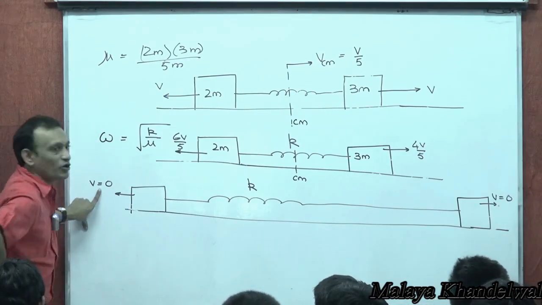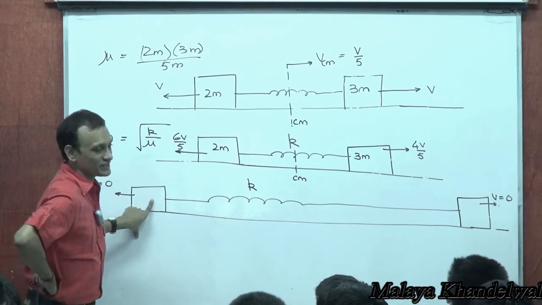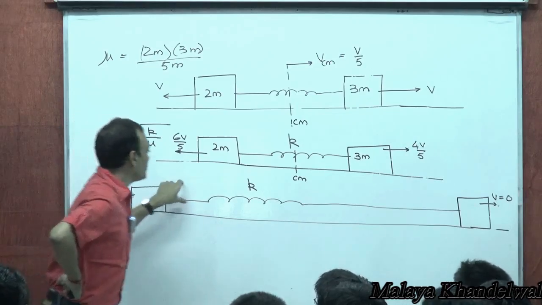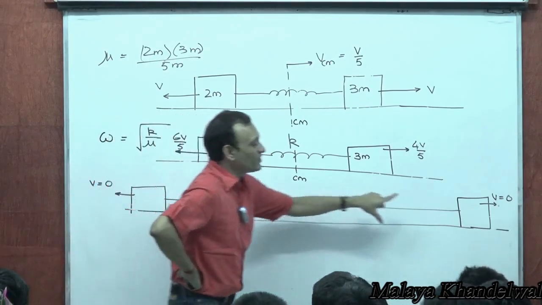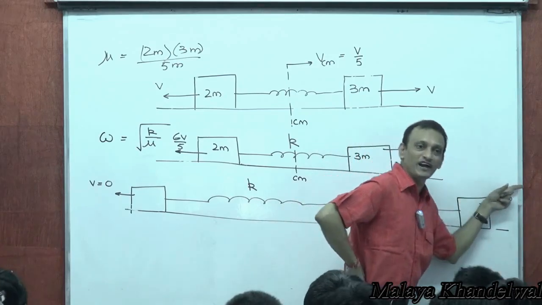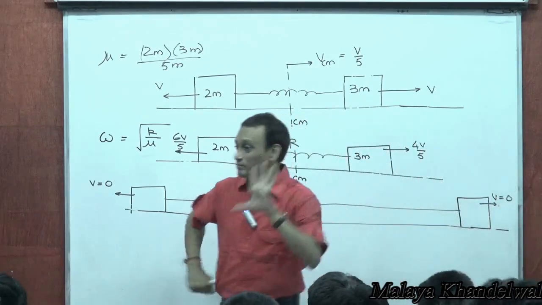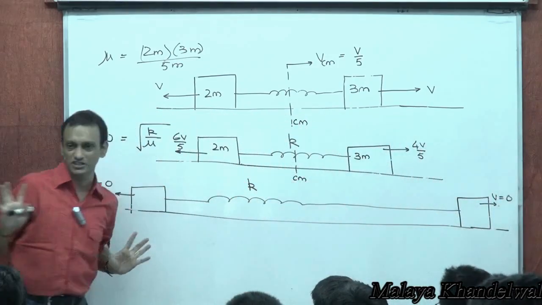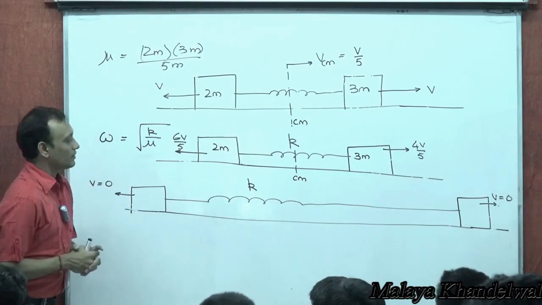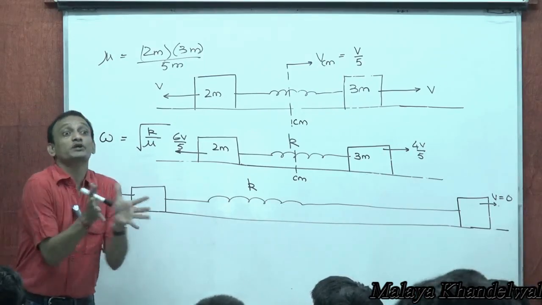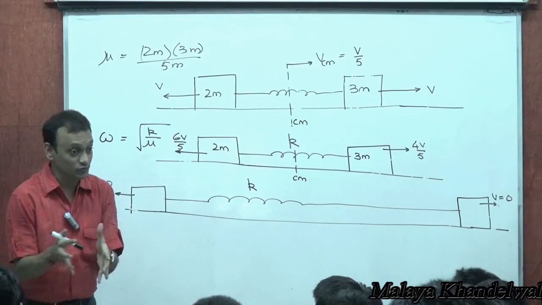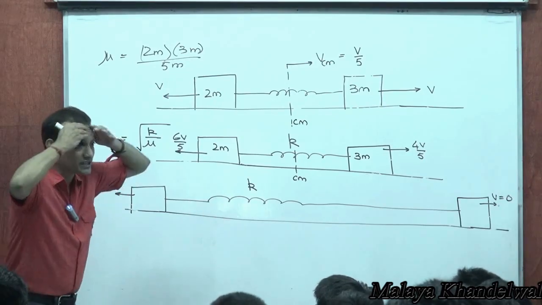Now, which means in the ground frame, what's the velocity of this? V by 5 to the right? What's the velocity of this in the ground frame? V by 5 to the right in the ground frame. But in the center of mass frame, this is zero, right? Now, the question is, what's the maximum elongation?